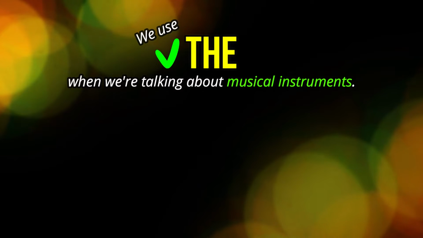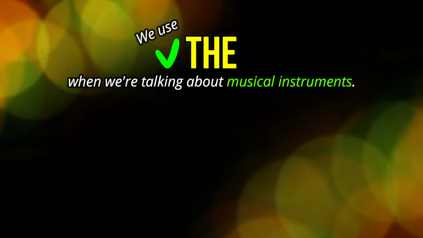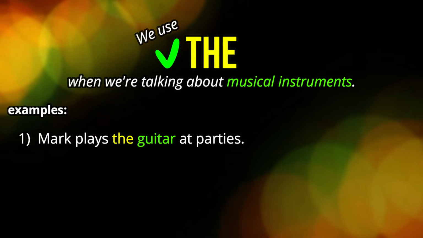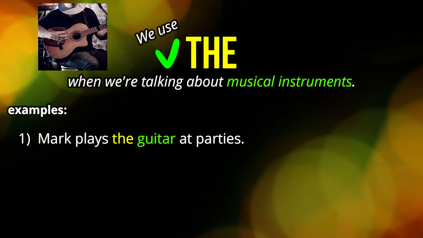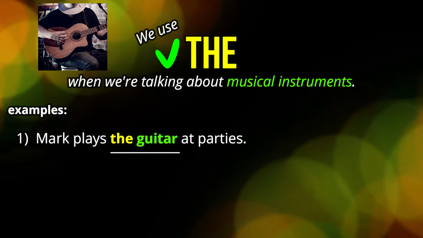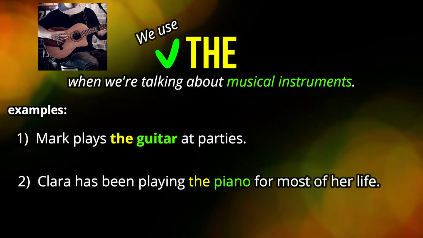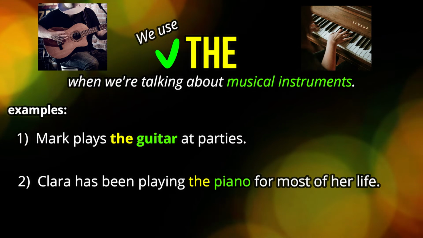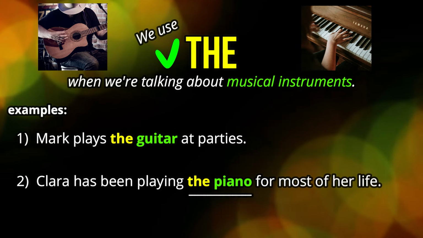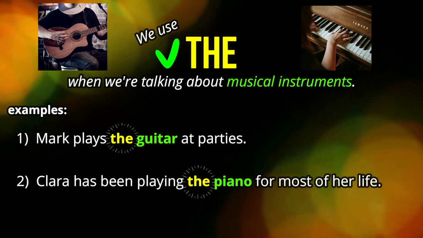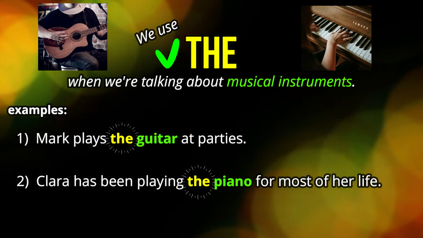We use "the" when we are talking about musical instruments. Let's take a look at the examples. In example number 1, Mark plays the guitar at parties. We say "the guitar." Alright, and the same with example number 2. Clara has been playing the piano for most of her life. The piano is an instrument and we use "the." Okay, you got it? Alright, let's move on.